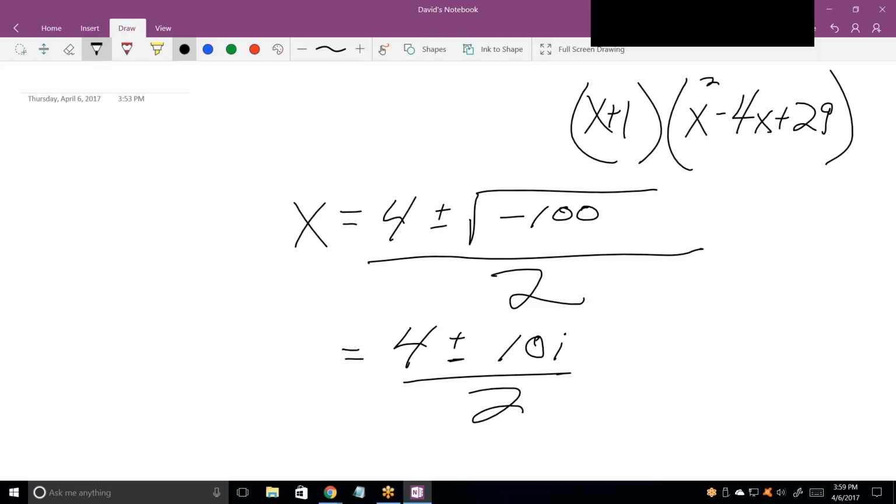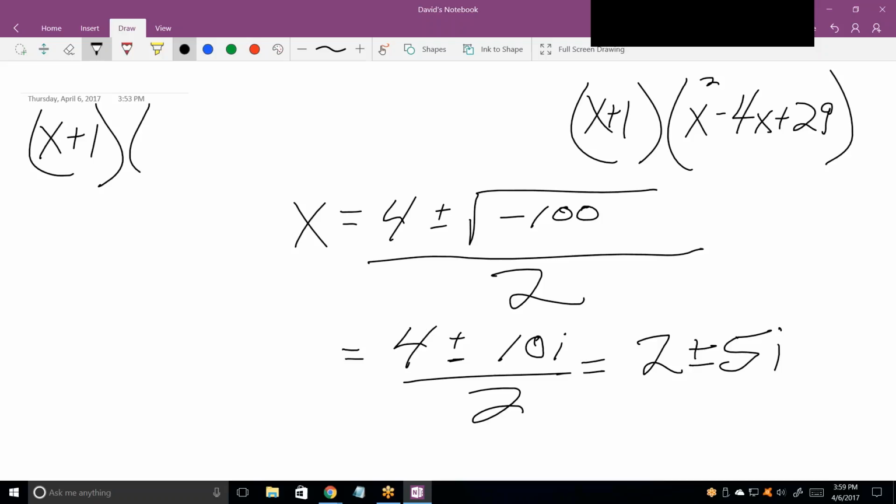And you can pull 2 out of all of that to simplify it a little bit. So you get 2 plus or minus 5i. And now how do I write that as factors? So I got x plus 1 times what? So it would be x plus 2, always plus 5i, right?